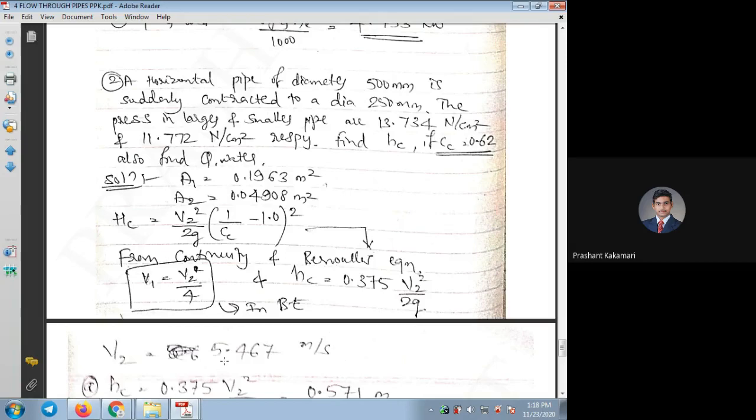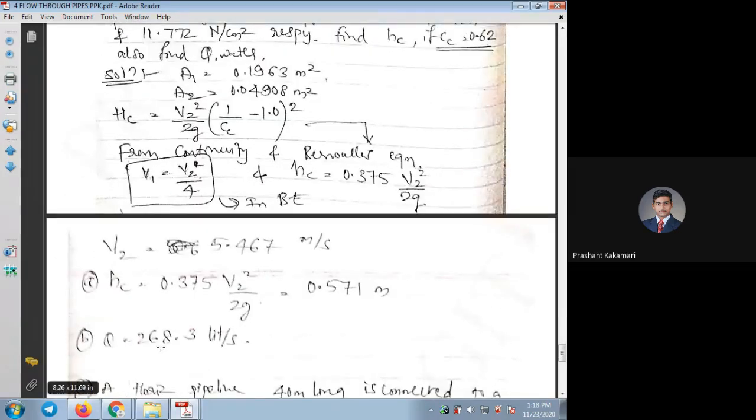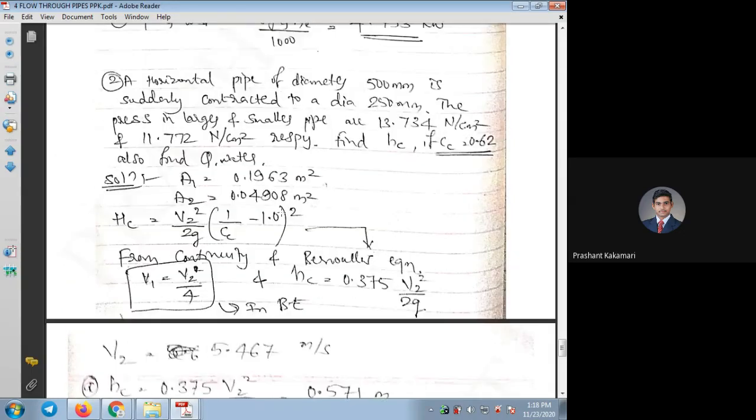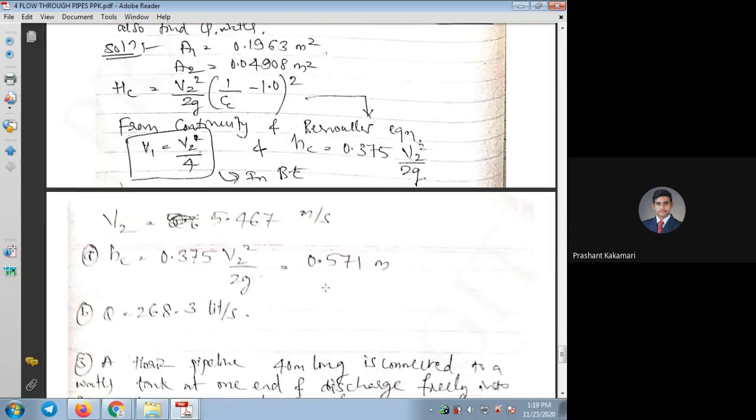So that V2 value is 5.467. Now if you take this value, one can find out discharge. So A2 V2 equal to discharge. So discharge is around 268.3 liter per second, or you can write it in meter cube per second, in any unit. And the head loss due to contraction is also asked in the question here. Head loss due to contraction, HC, is asked. That's why I'm adding this HC in the Bernoulli equation. So HC is 0.375 V2 square by 2g, which is coming around 0.57 meters.